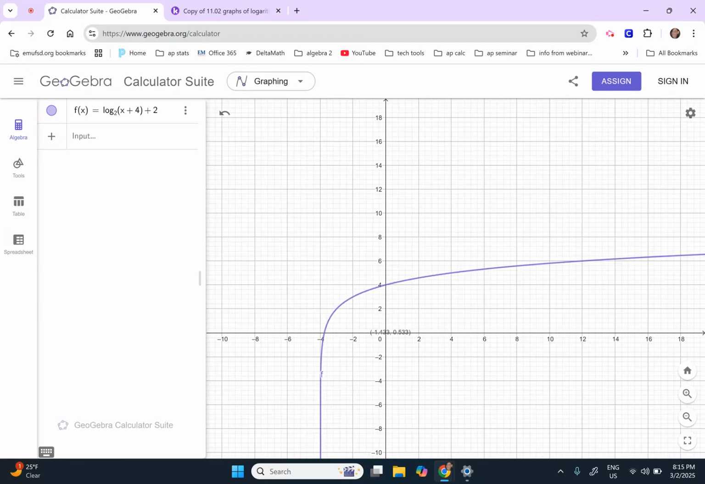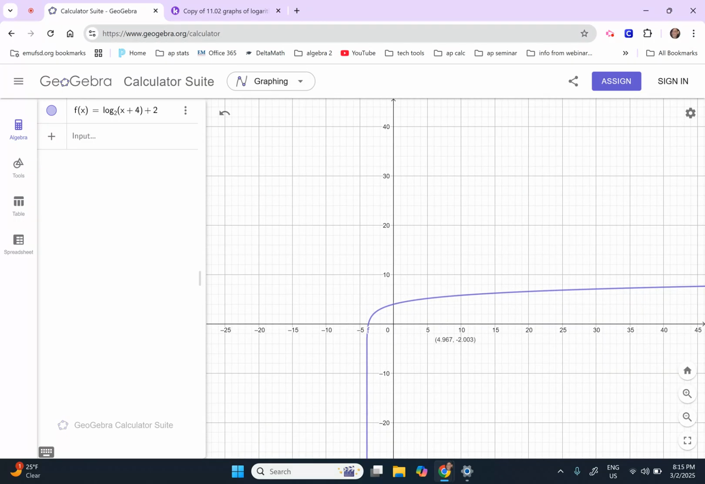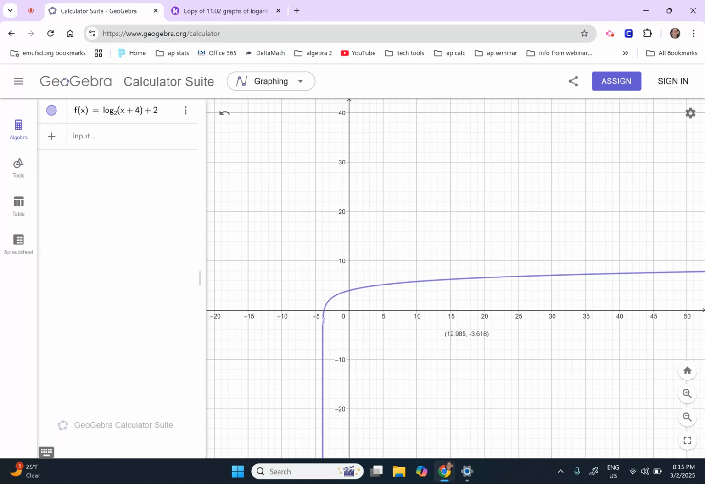Scrunch up my x-axis a bit. I'm getting more. This is a better look at that function. Okay, so that's our log function, and the asymptote is right here. And so let's get some values.